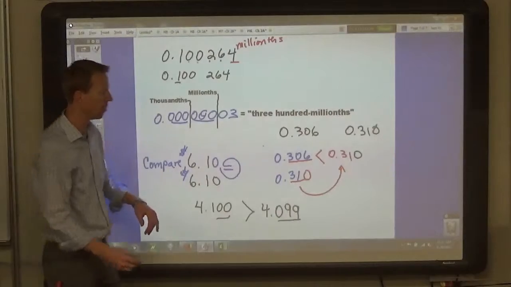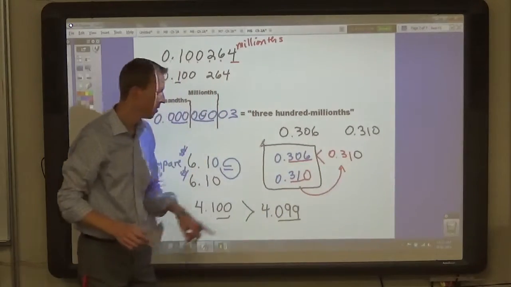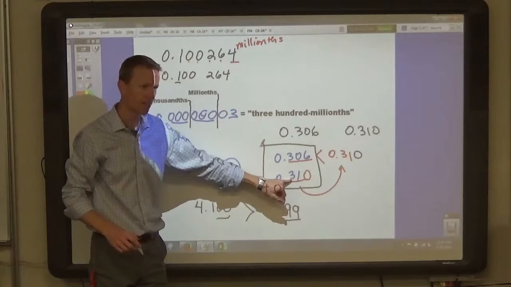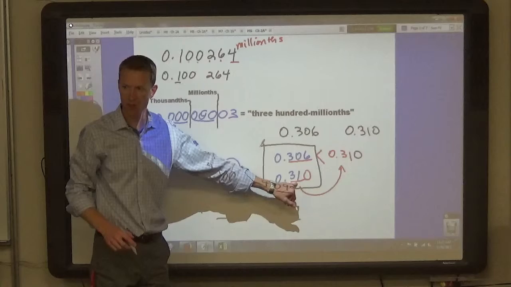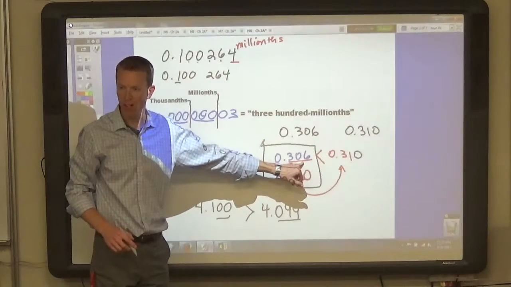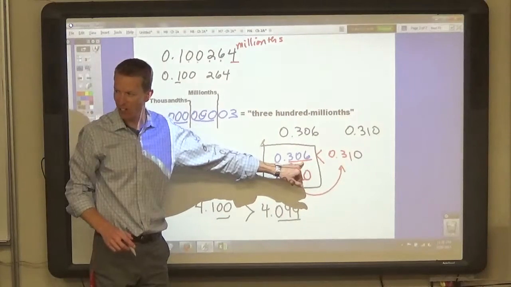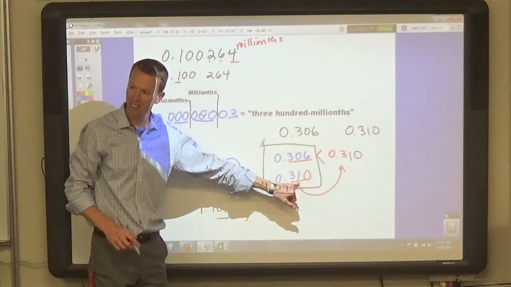Now let's look at these two numbers in this box. The 3's are the same. The 1's, this one has 1 hundredth. This one has how many hundredths? 0. It has 0 hundredths and the other one has 1 hundredth. That means this one's bigger.